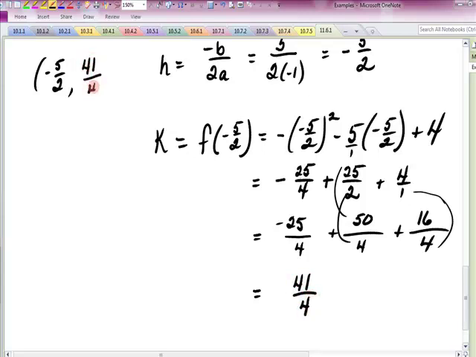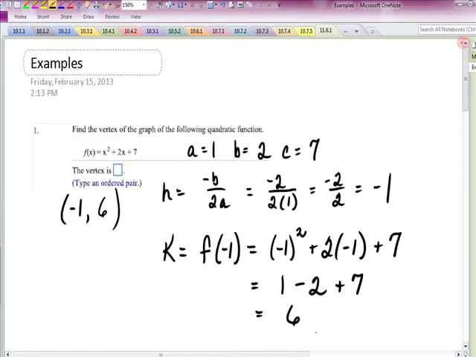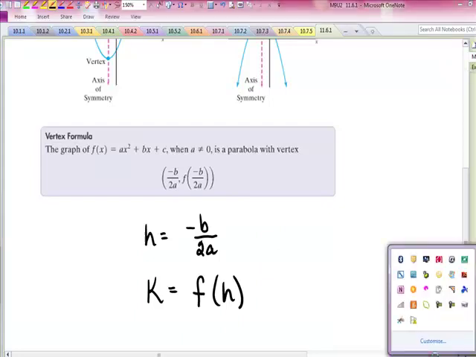41 over 4. That would be very difficult to accurately graph, but nobody's asking us to do that. So those are the coordinates of the vertex. So when we were in our previous lesson, H and K were obvious. When we are working with general form, we have to use formulas to get H and K, but not too bad. So now you can find the vertex of a parabola from general form.